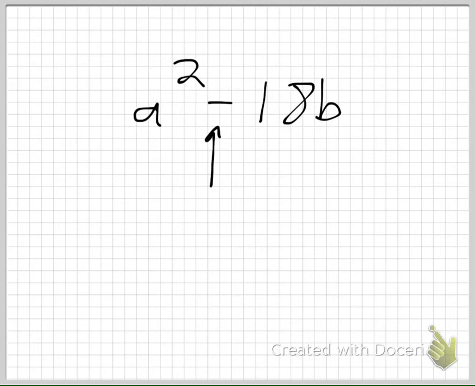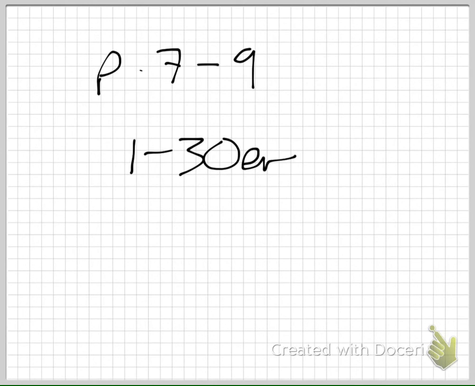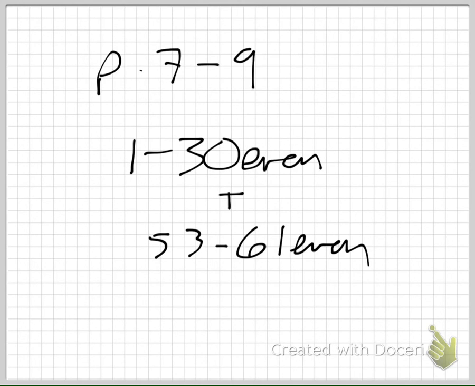Let me see what I've got for you for homework. Hold on. All right, here we go. Here's the deal. Here's your homework. You are on page 7 through 9. 1 through 30 even, and 53 through 61 even. Let me make sure that that's what I want. Yeah, no problem. Okay, there it is. It's due tomorrow.